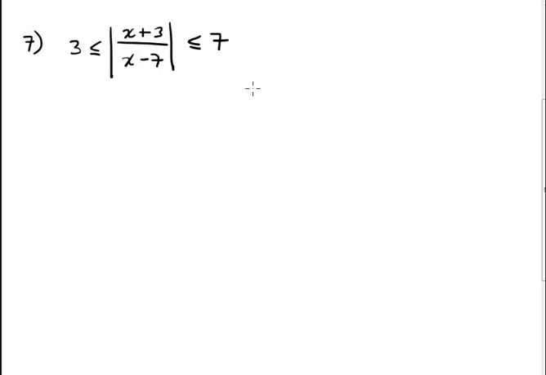Okay, this is the compound inequality with absolute value. This is a very complicated example. As always, you separate it into pieces.